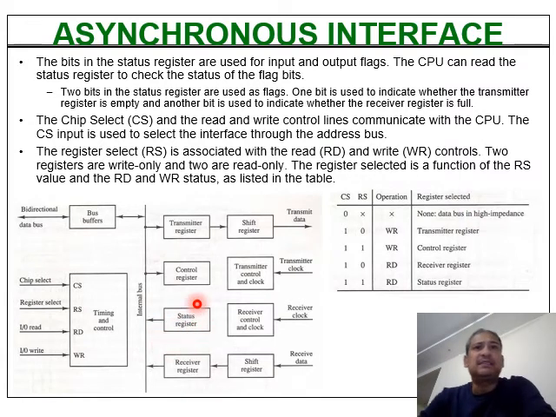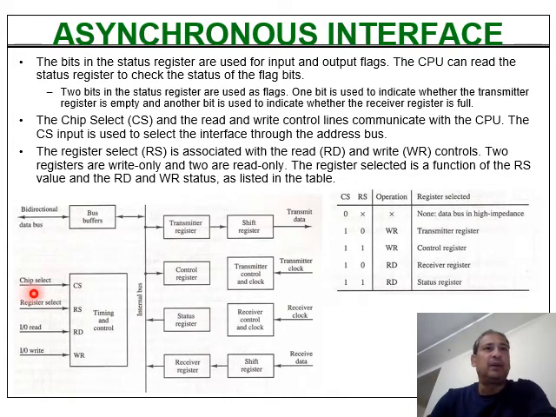Now these bits in the status register are used for input and output flags. There are essentially two types of flags which are used mostly. One is the flag that indicates that the transmitter register is empty, and the second flag is used to check whether the receiver register is full. Why? Because a new character cannot be sent to the transmitter if it is not empty. Similarly, data cannot be read from the receiver if the receiver register is not full.